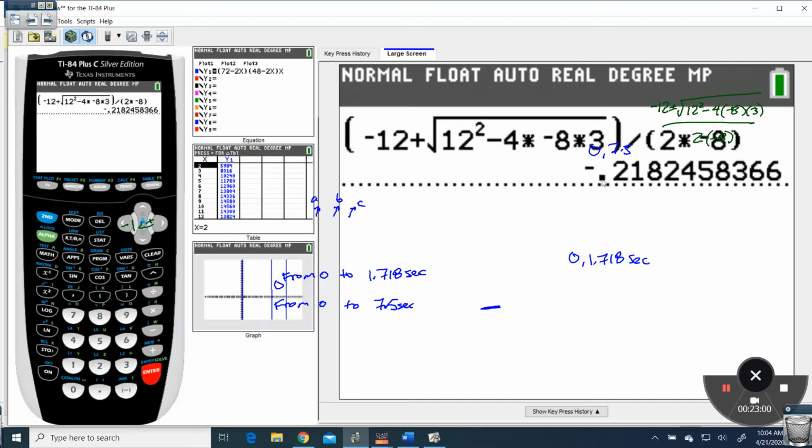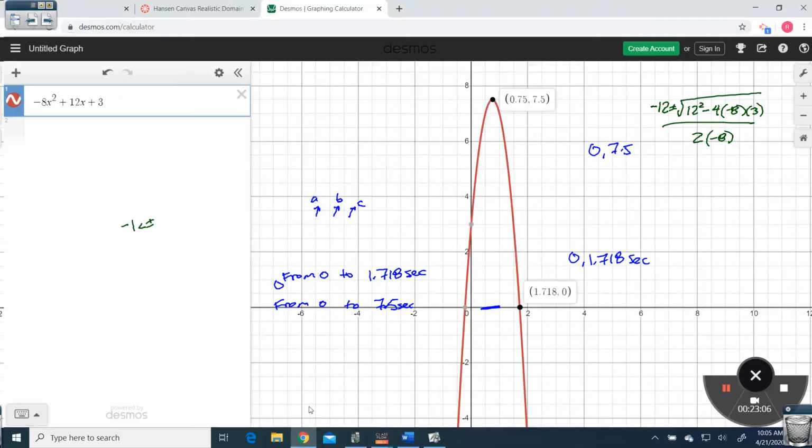It tells me negative 2.18 is where, so if I looked at this graph, that's where it crosses over here on the left, negative 2.18.